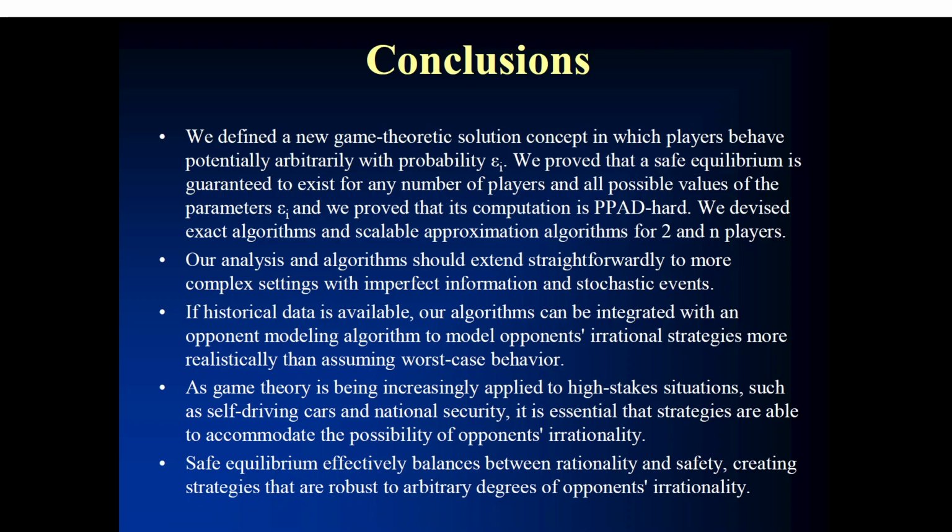I also want to point out, if we have historical data, we don't need to have the model of irrationality be the worst case for us. That's just sort of a pessimistic model without any additional information. If we have an opponent model or a prior or other data, we can incorporate that to have a better model of irrationality. Now, as we know, game theory is being applied to a lot of high-stakes situations like national security, self-driving cars. And it's essential that the strategies are able to accommodate the possibility of opponents' irrationality. We can't simply just make a matrix, plug it into an equilibrium solver, as we saw in the initial example, without accounting for possibilities of irrationality, or we risk these very low payoff situations.